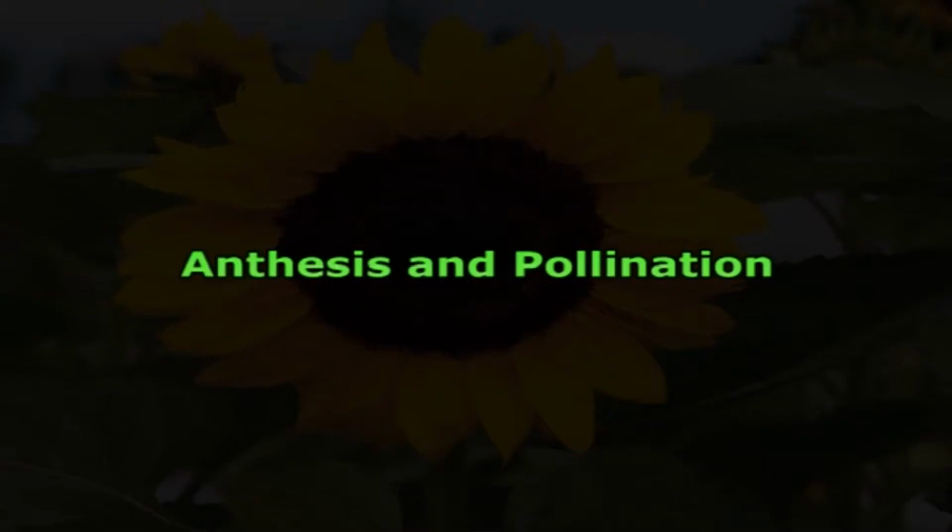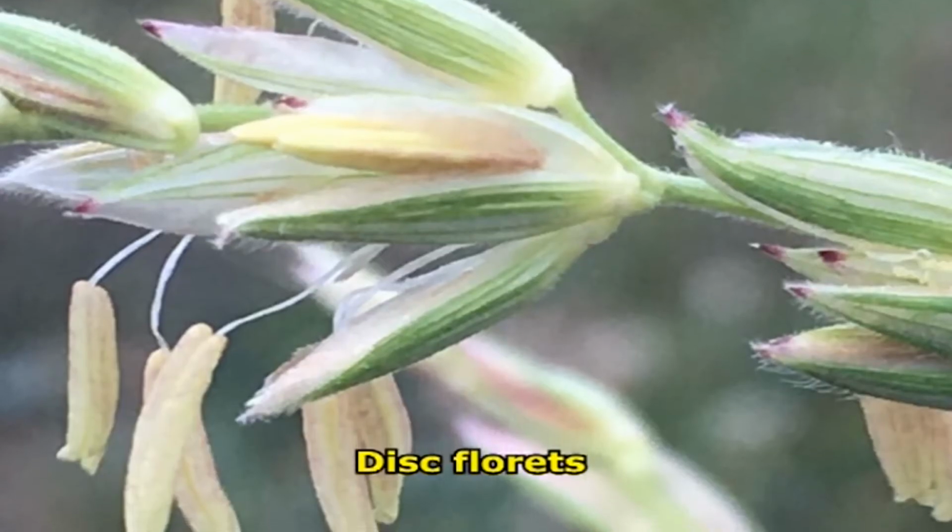Stamens are free and attached to the base of the corolla. All the 5 anthers unite to form an anther tube called syngenesious anther, and the style is inside the anther tube and the stigma is bilobed. Coming to the anthesis and pollination, the disc florets are protandrous in nature.